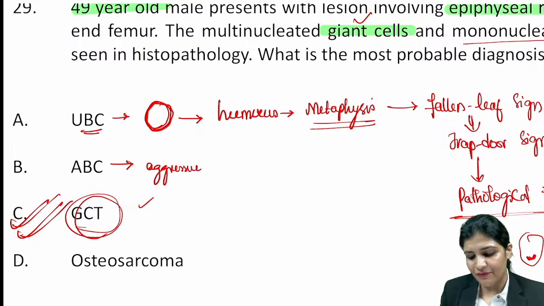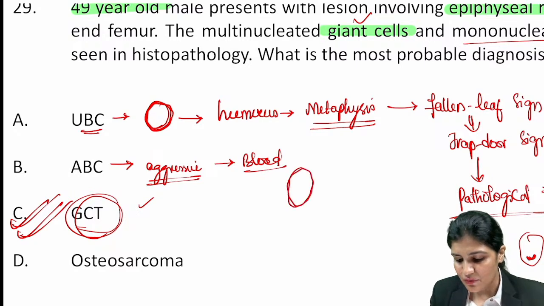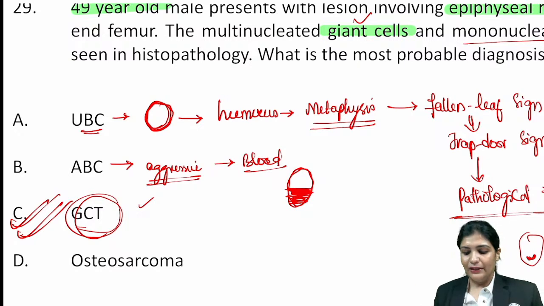It is somewhat aggressive, the aneurysmal bone cyst, and it is filled with blood. And whenever you see a cyst with fluid levels, right? So there are fluid levels. This is called the ABC.